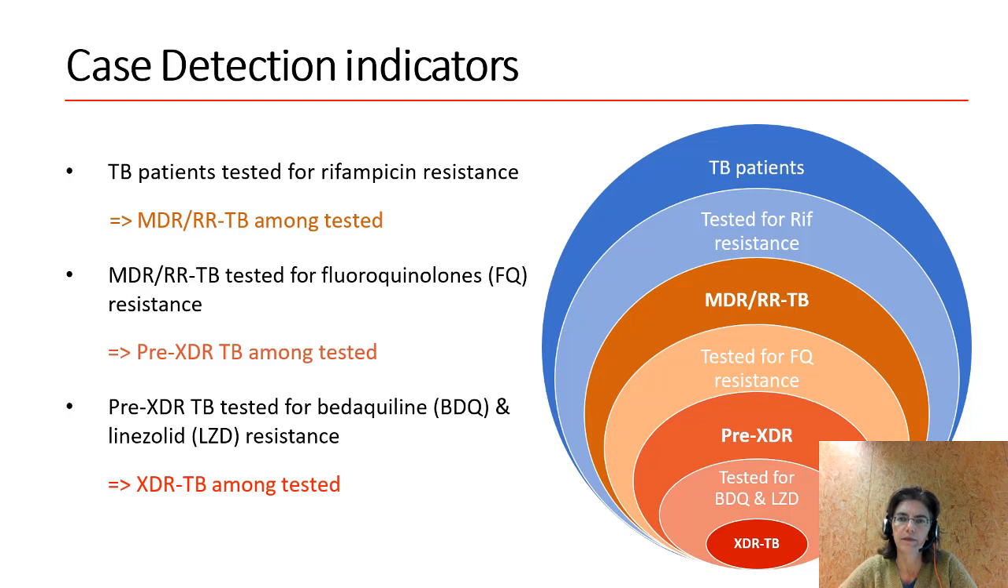We will detect the number that have pre-XDR TB. Part of them or all of the patients will be tested for bedaquiline and linezolid resistance, and we will know the number and the proportion of XDR TB patients among those tested.